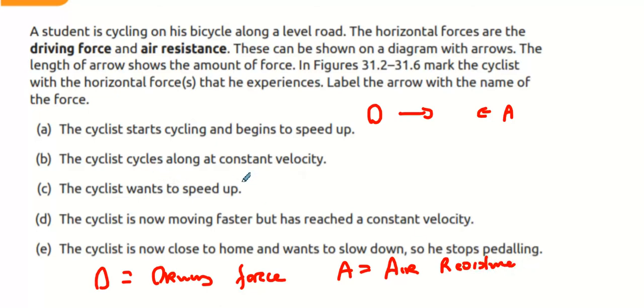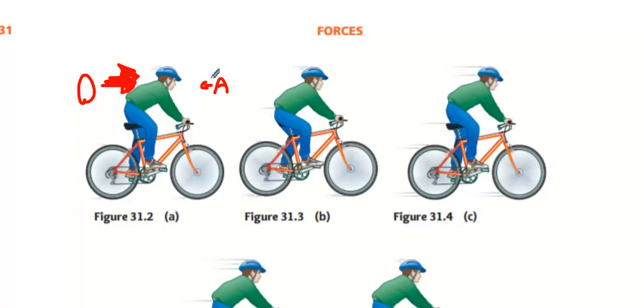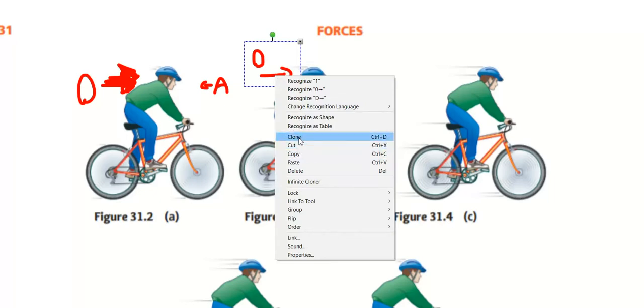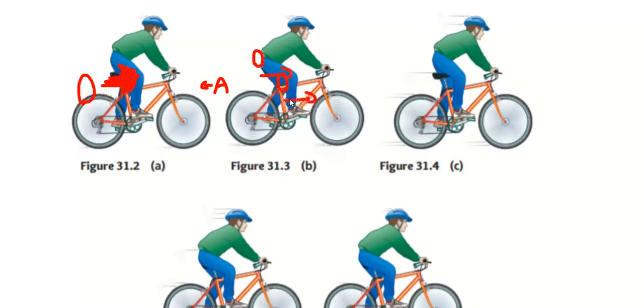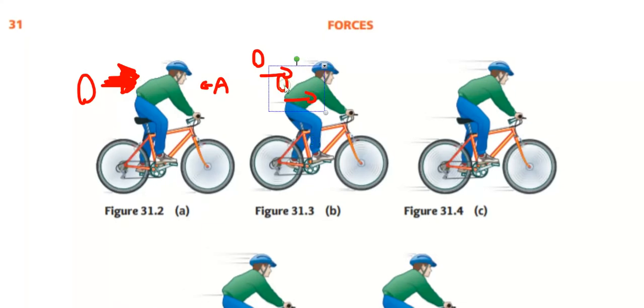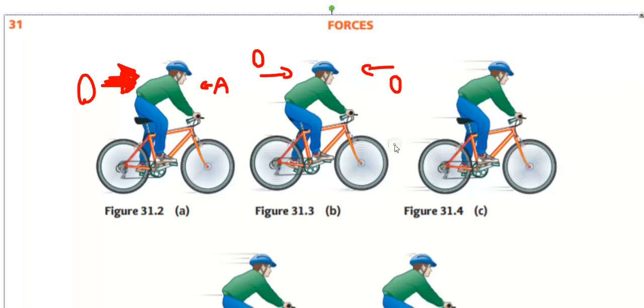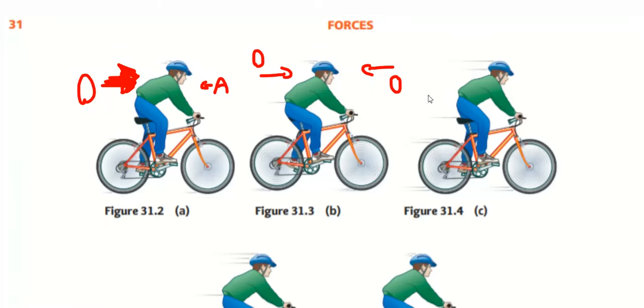The cyclist cycles along at constant velocity. Well, constant velocity would mean that your D is the same size as your A. So I can make these two exactly the same size. Just flip it around and change that into an A. So you see both forces are the same because you want the net force. If you're cycling at constant velocity, your net force has to be zero. So if you're cycling with 50 newtons of driving force balanced out by 50 newtons of air resistance, it means you're not accelerating, which means you're staying at the same speed. Is that okay with you guys?